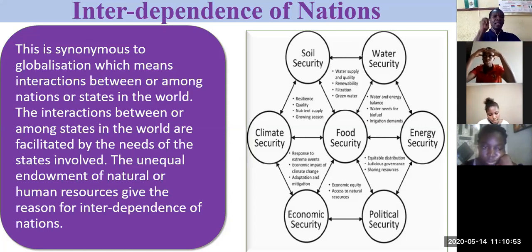Okay. Now, what are those things that bring about this interrelationship, dependence among nations in the world?